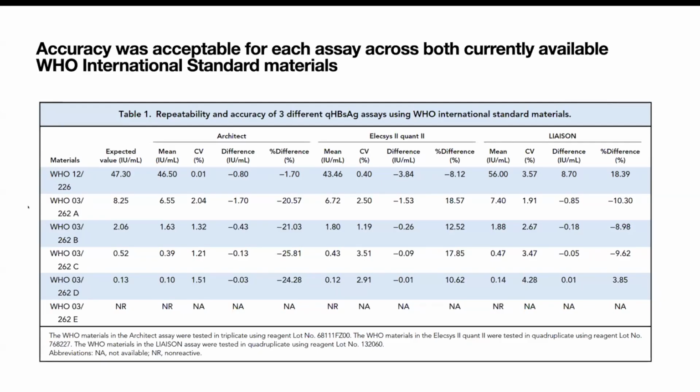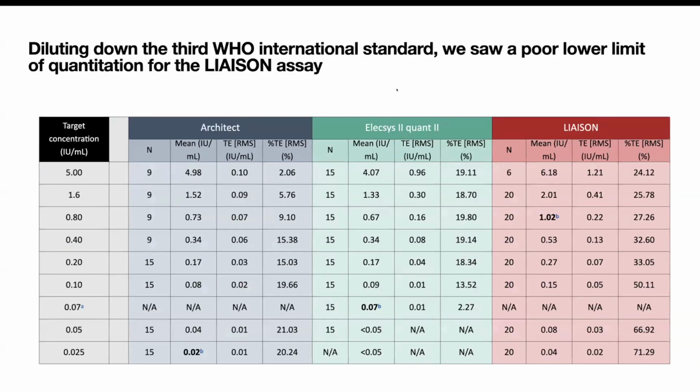Where we started to see some differences was when we started diluting down the third international standard to look at variance and really test those limits of quant, to see the claimed limits of quant. So we actually saw a really good limit of quant on our Architect assay. We call it 0.02 IU per mL. We're doing that based on a total error calculation, looking at the percent total error from a root mean square standpoint of less than 30%.